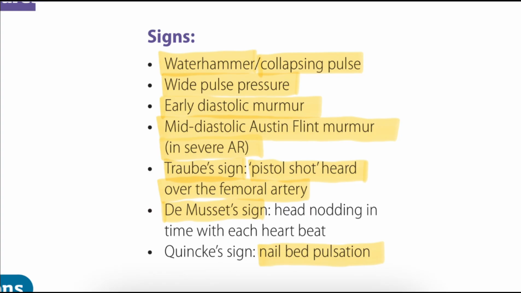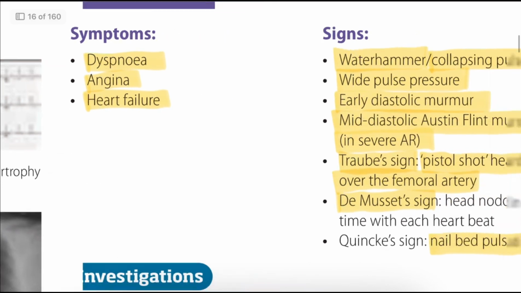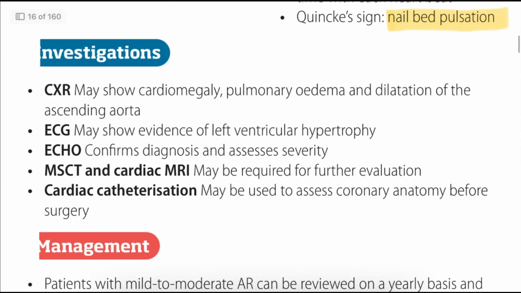So the main causes will be bicuspid aortic valve, endocarditis, and aortic root dilation. Aortic dissection may extend retrograde to the root, causing root dilation and aortic regurgitation. Okay, so these are the things. Next, how to do the investigation.